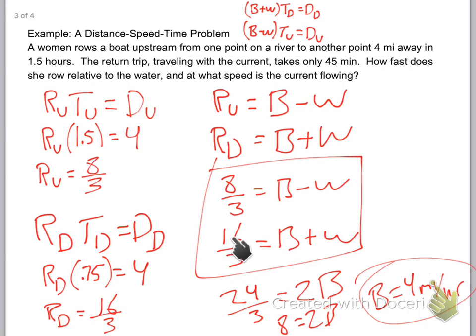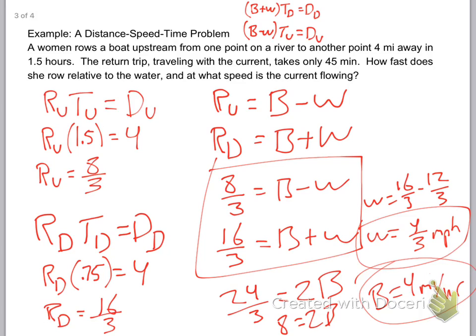Now, I'm going to use the second equation, but the second equation has 16 divided by 3. What is 4 in terms of thirds? 12. So W should be 16 thirds minus 12 thirds. I'm speeding things up for us, which means that the wind itself is 4 thirds miles per hour. Or not the wind, but the water in this case.